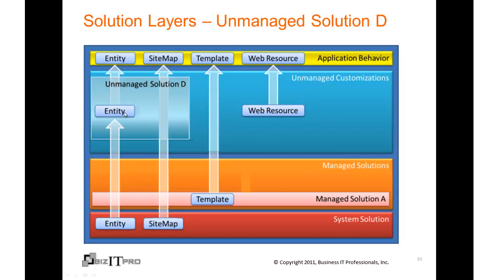For instance, if there were customizations made to an existing form from the system solution, then those changes would replace the look and feel of the form down in the system solution. On the other hand, if Unmanaged Solution D just added an additional form to the system solution, then the other forms would not be altered, and this additional form would now be exposed in the entity in the application behavior.